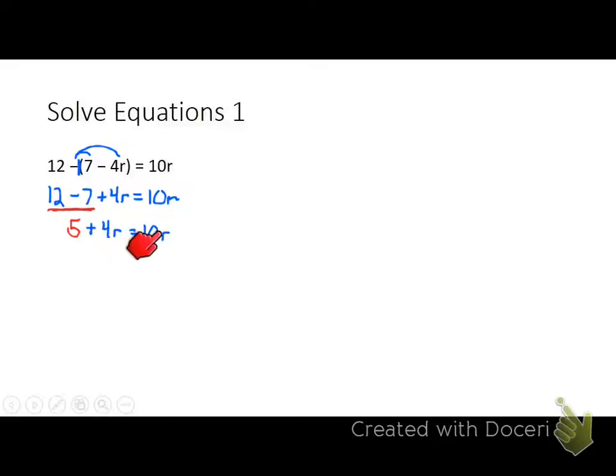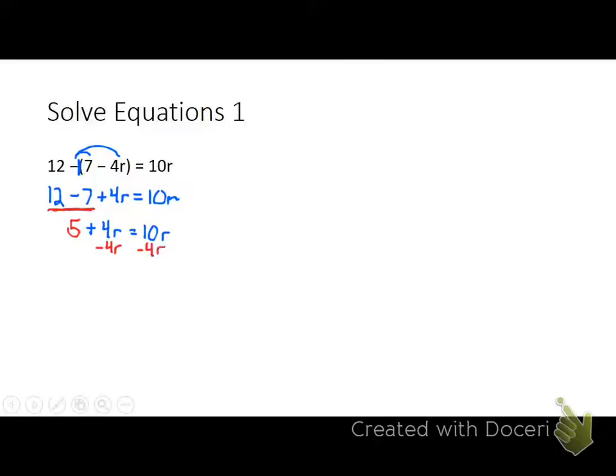We have an equation with variables on both sides. Remember, our strategy typically on these is to try to get all of our variables to one side of the equation and try to get all of our constants to the other side of the equation. Well, this 5 right here is our only constant, so I can just leave it on the left side of the equation, and that means I want to try to get my terms with r to the other side of the equation.